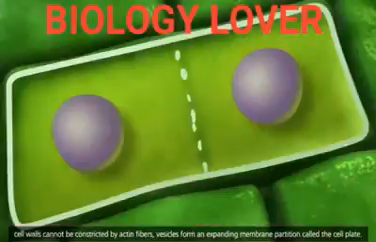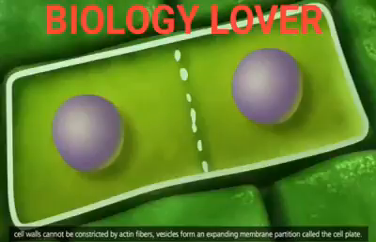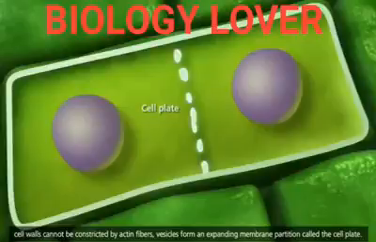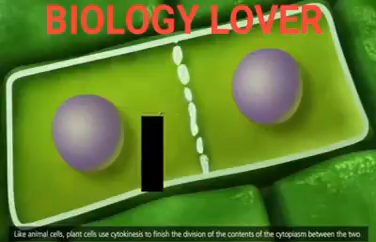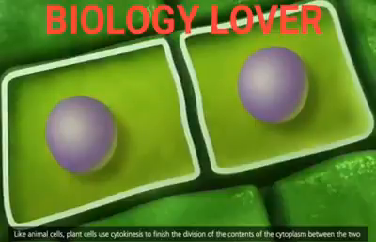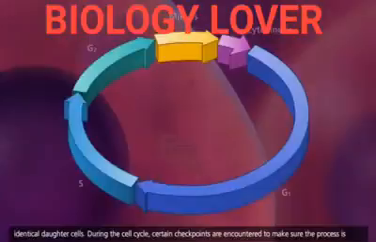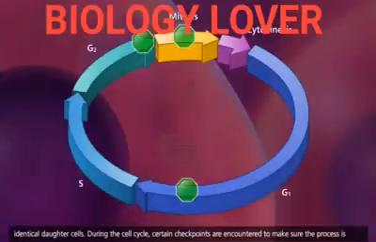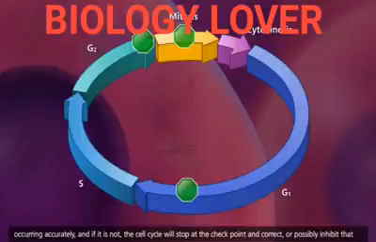Since plant cell walls cannot be constricted by actin fibers, vesicles form an expanding membrane partition called the cell plate. Like animal cells, plant cells use cytokinesis to finish the division of the contents of the cytoplasm between the two identical daughter cells. During the cell cycle, certain checkpoints are encountered to make sure the process is occurring accurately. And if it is not, the cell cycle will stop at the checkpoint and correct, or possibly inhibit that cell from dividing.